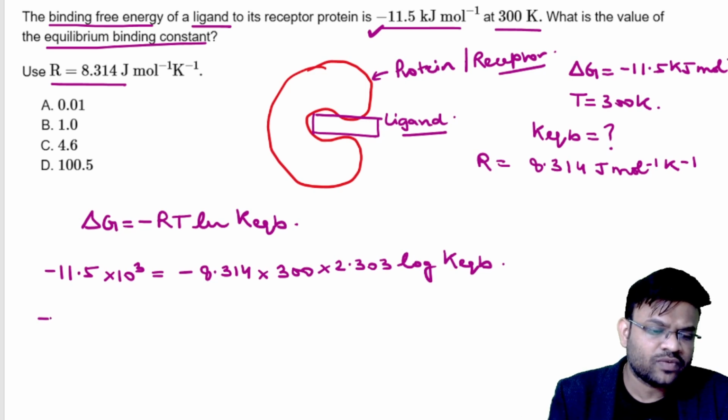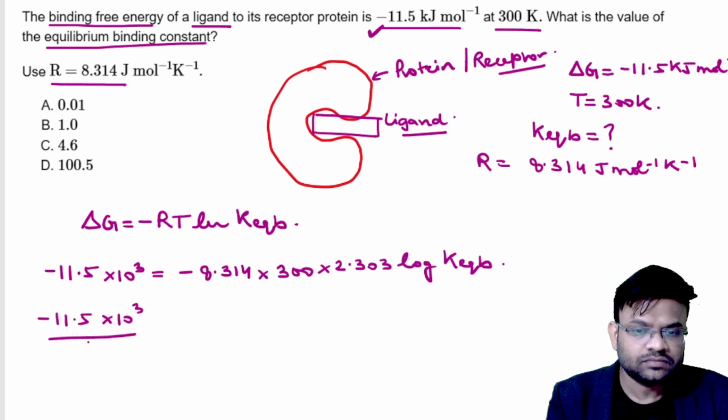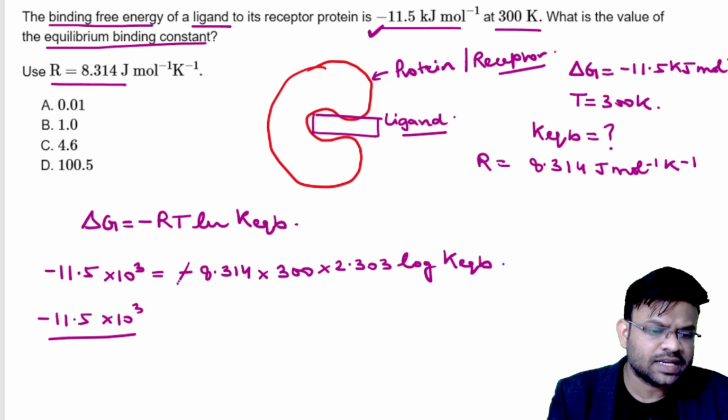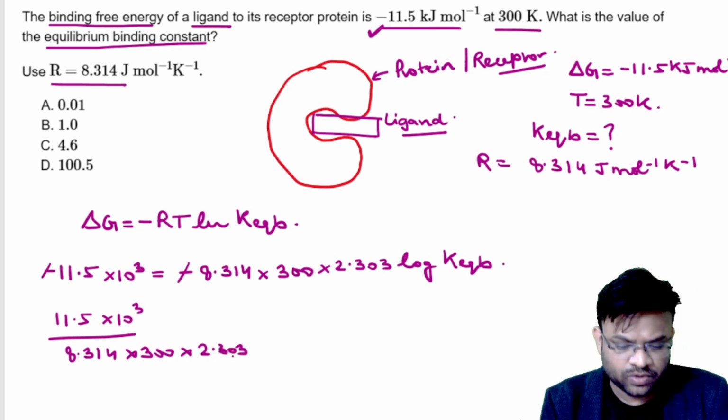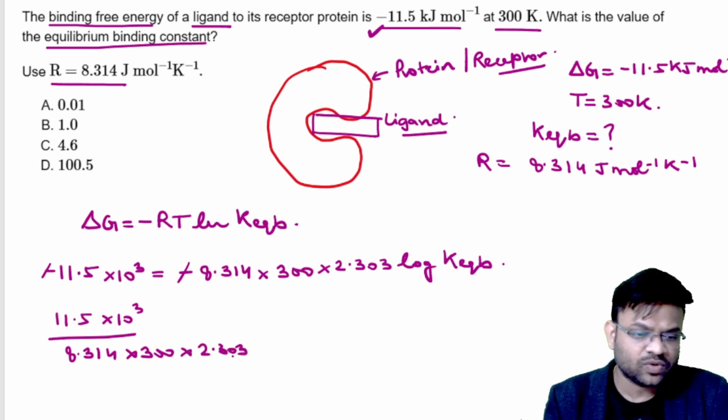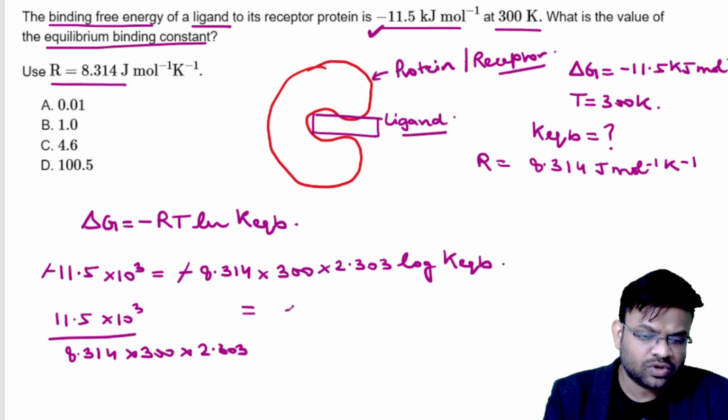So I can quickly solve it now. 11.5 into 10 raised to the power 3 divided by, this minus sign can be cancelled out. I can just simply cancel it out. So I'm just removing the minus sign. 11.5 into 10 raised to the power 3 upon 8.314 into 300 into 2.303. So the value that I am getting over here, this will be equal to log K equilibrium.